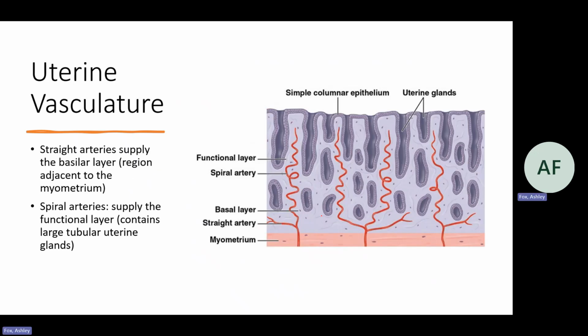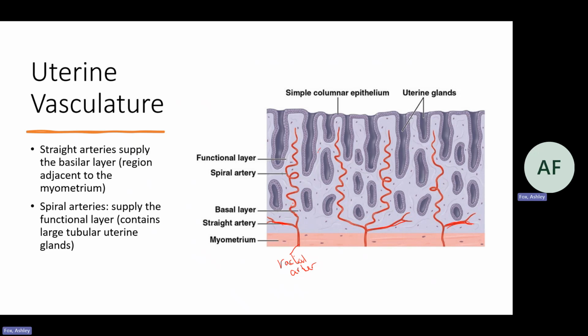With the radial arteries, then we also have straight arteries. So once we're getting into the myometrium, this is going to be a radial artery here. Then we have straight arteries that are going to supply the basal layer, or the layer closest to the myometrium. So the straight arteries are all supplying this layer.